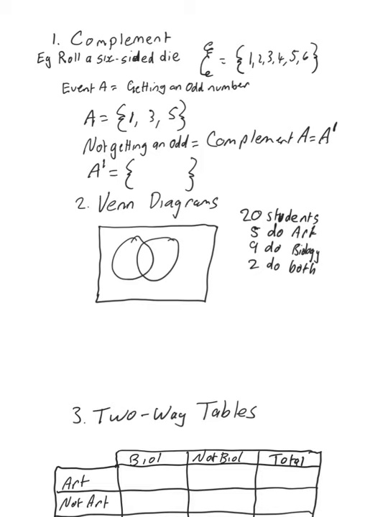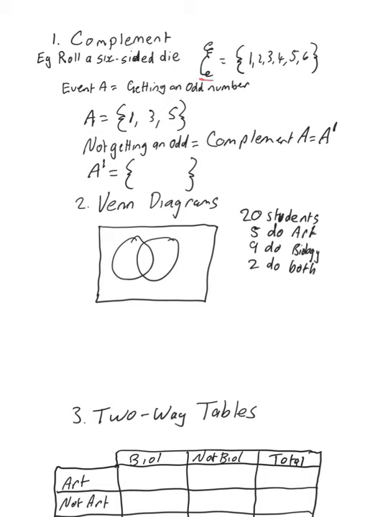Okay, here we go with a bit of, excuse me, probability. First of all, we're going to look at complement. The word complement effectively means opposite or not in some way. So we'll use the example of rolling a six-sided die.